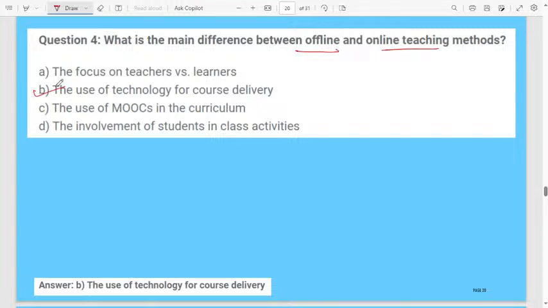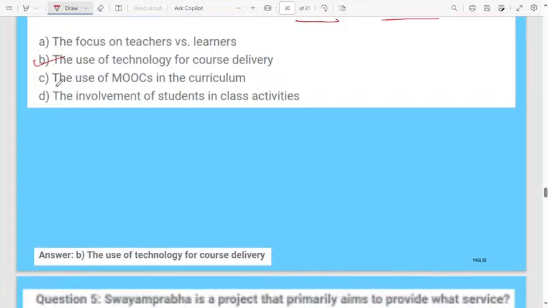The main difference between the online and offline teaching method is the use of technology. Online, you need internet, then you need a laptop, then how to use the laptop, how to use the new technology, everything. If you want to watch a particular video, you have to go through YouTube, everything. You will learn the technology. That is the main difference between the offline and online.